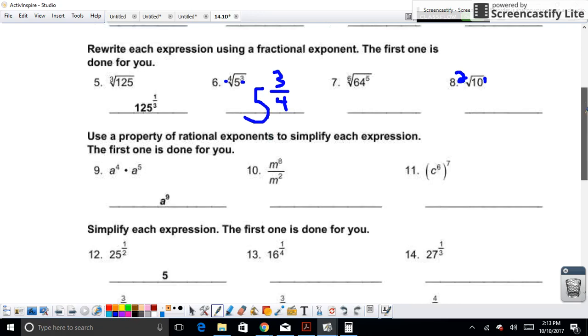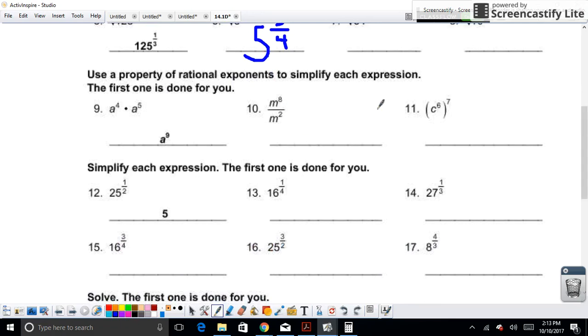Down here, numbers 9, 10, and 11. These are exponent rules that we've done before. A to the 4th and A to the 5th power: your bases are the same, so all they did was add the exponents. So 4 plus 5 is 9. Here, your bases are the same, but you're not going to add them. I wonder who remembers what you're supposed to do on this. If you're not sure, look up your exponent rules. How do you divide when your bases are the same? This is a division problem. Same thing here, but I feel like this will come back to you. You all did pretty well on this.